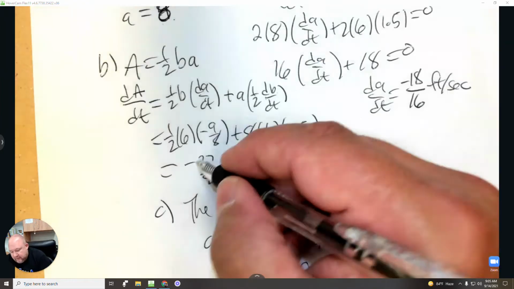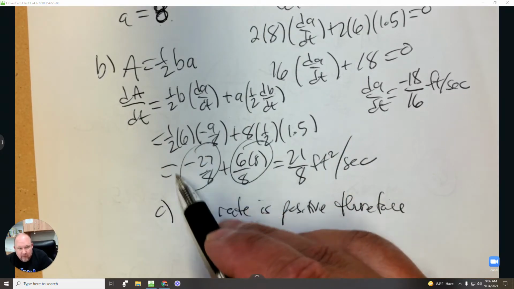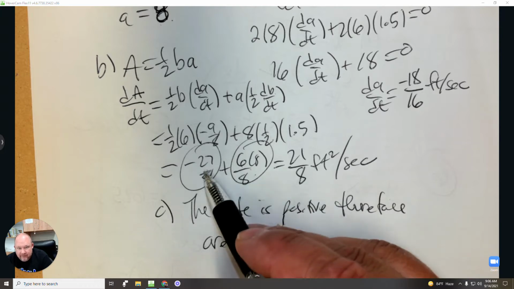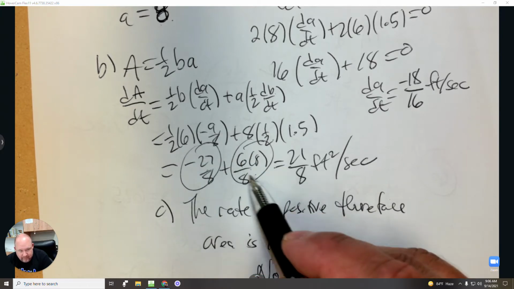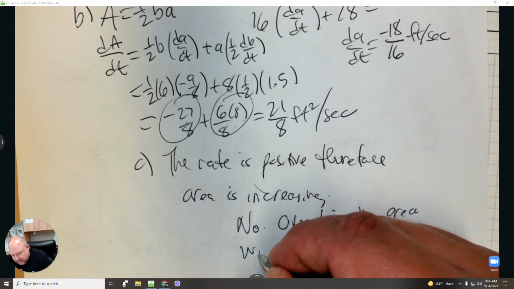And it has to do with these two numbers. So eventually, this number in front will be more negative than this number after it. So as the ladder slips, there'll be more negative and less positive. So over time, the area will decrease.